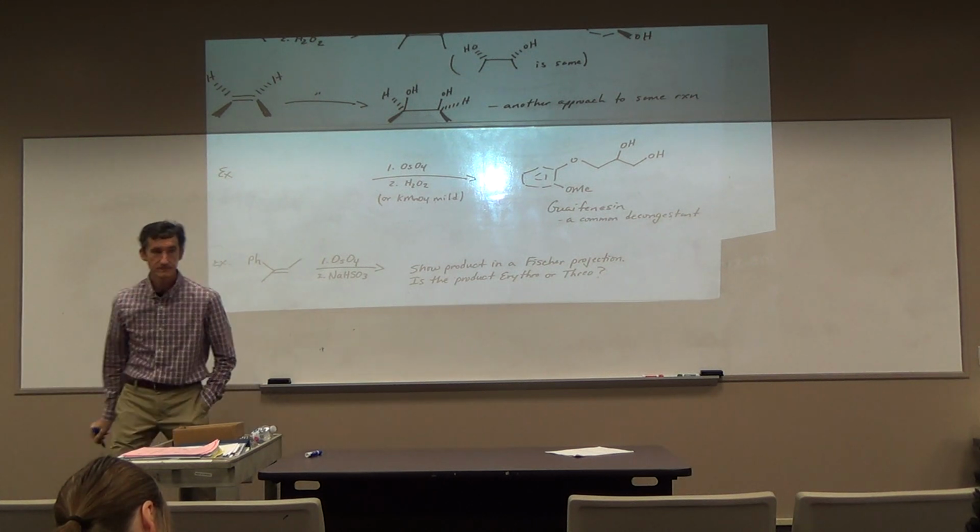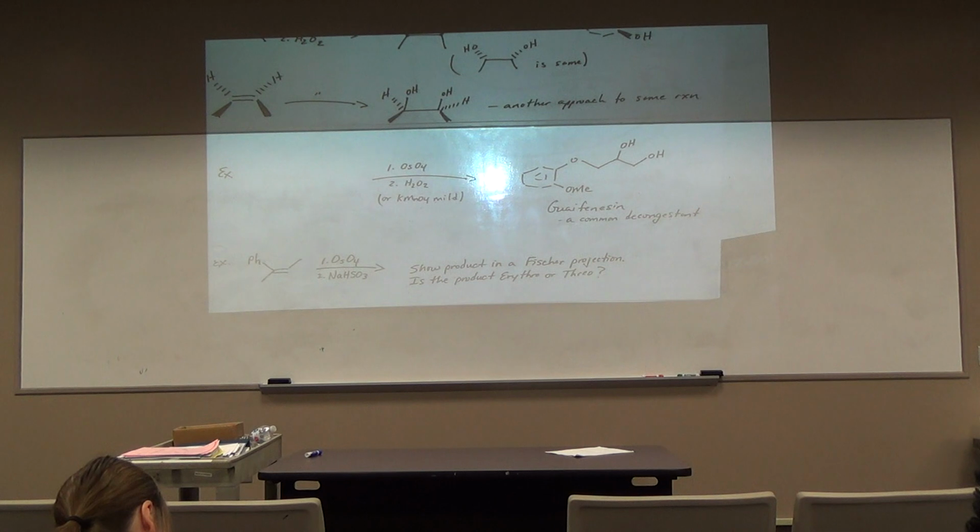Anybody got it? Importantly, what type of an addition is this of the two OH groups? It's a syn addition, isn't it? Syn addition? Cis addition? Yes. So don't they have to be erythro? No, it depends on how you draw your Fischer projection.